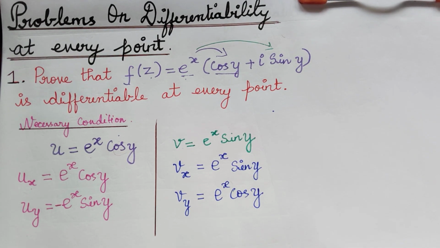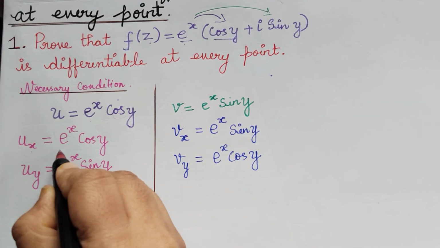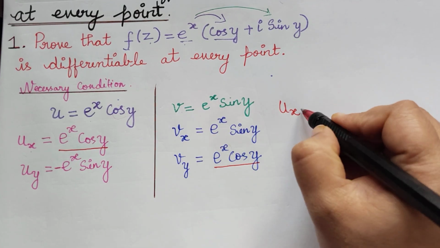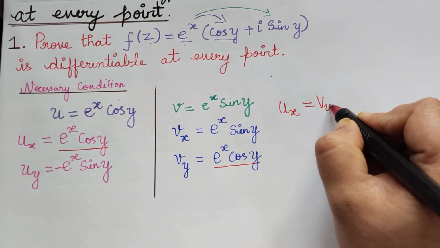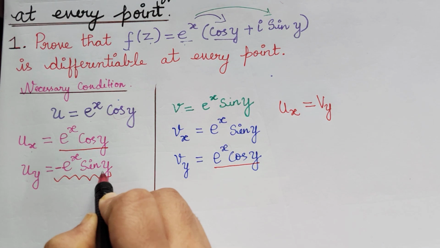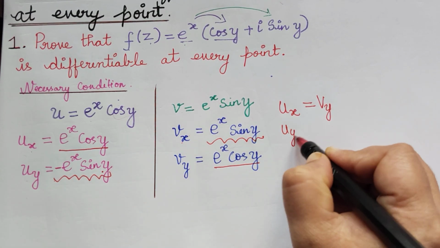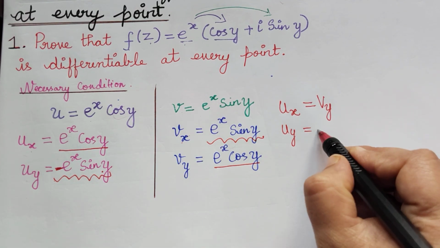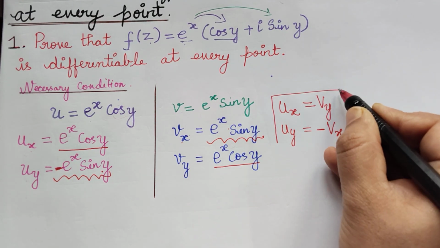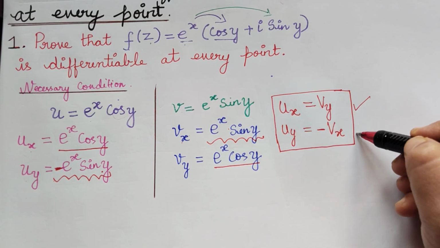Now let us check whether the CR condition is satisfied. We see that ux is e power x cos y and vy is also e power x cos y, which implies that ux is equal to vy. In a similar way, uy is negative e power x sin y and vx is e power x sin y. We see that uy is equal to minus vx, since we have a minus here. So we have proved the CR equations. Therefore the given function satisfies the CR equations and hence the necessary condition is satisfied.